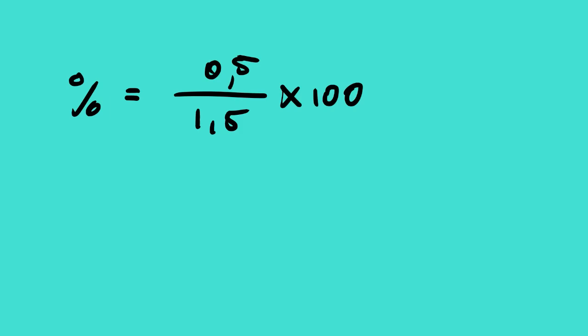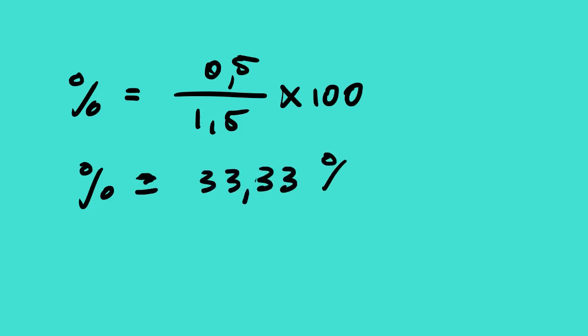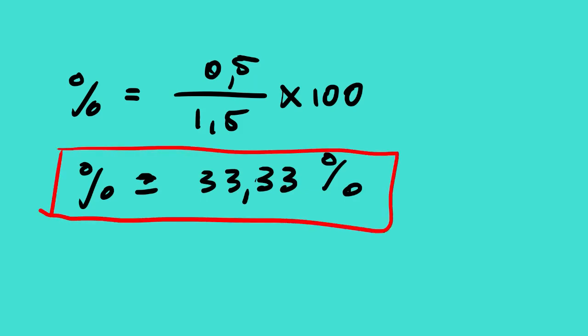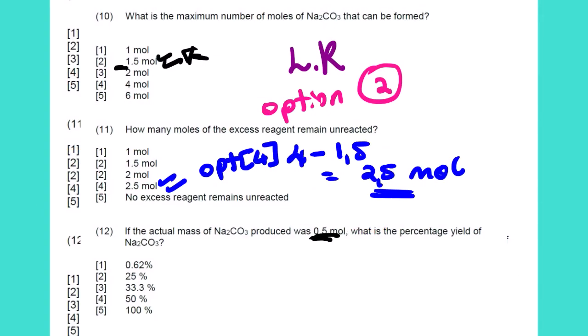So let me quickly punch this on the calculator. It's 0.5 divided by 1.5 multiplied by 100. We get 33.33%. So this is the percentage yield. Looking at our options, this is the correct option, which is option 3.